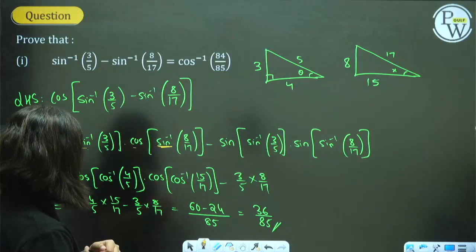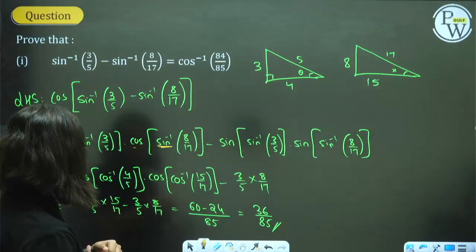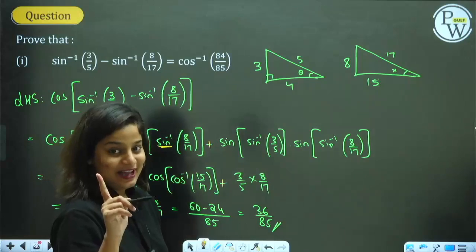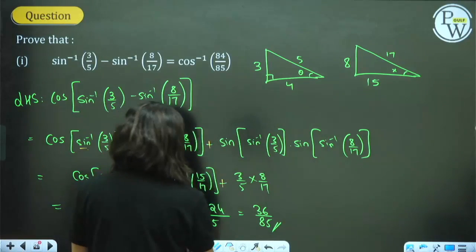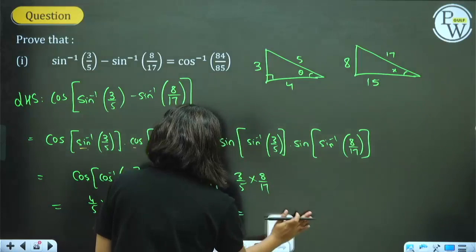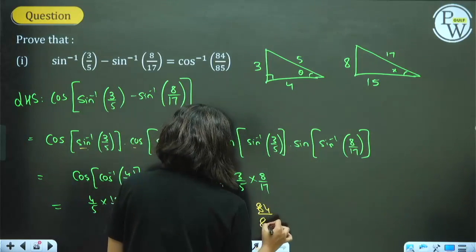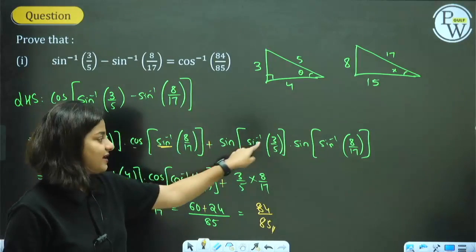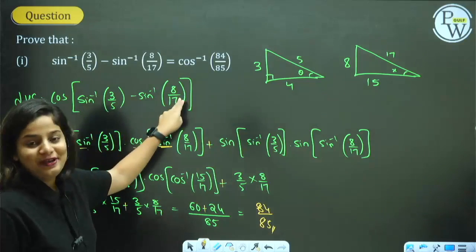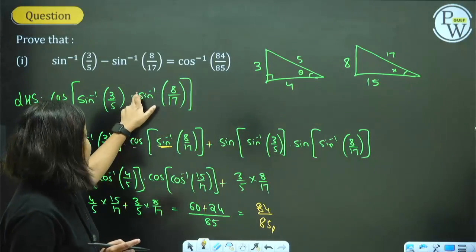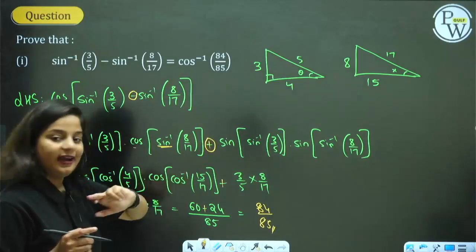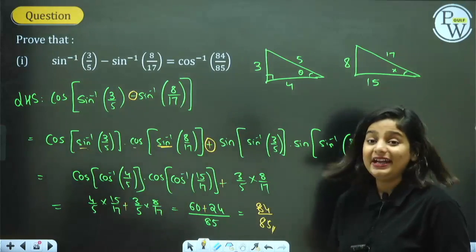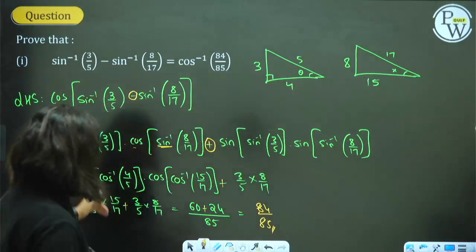And how to do that? Because there should be plus. I was talking about the calculation mistake. You should have told me, right? 60 plus 24 is 84 by 85. What is cos of A minus B? Cos A cos B plus sin A sin B. C for cos, C for change. Minus changes to plus in cos. So yeah, we have got 84 by 85 on solving the LHS.